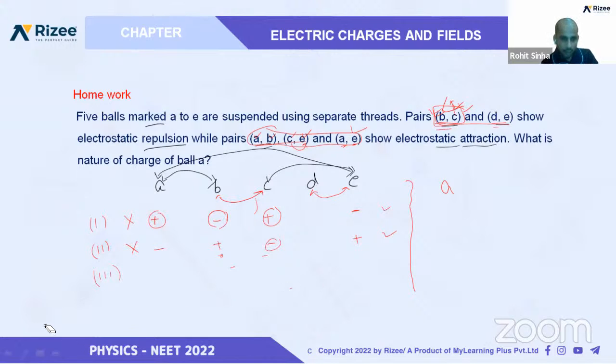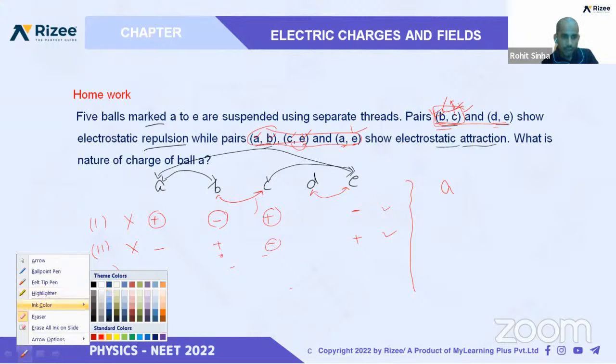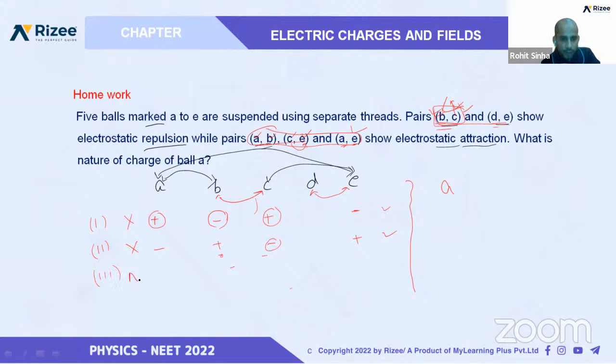Okay, now let me discuss it once more. Let me assume A to be a neutral body. If A is neutral, and A and B show attraction, then B can be either positive charge or negative charge. We are assuming A as neutral, so B can be either positive or negative. We have no condition in that, because they can show attraction.